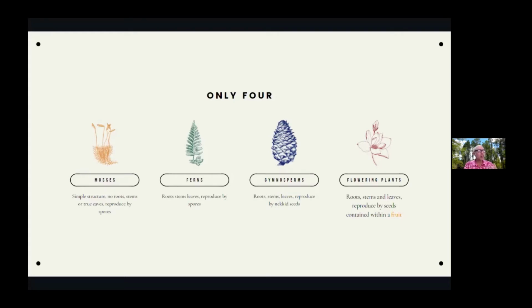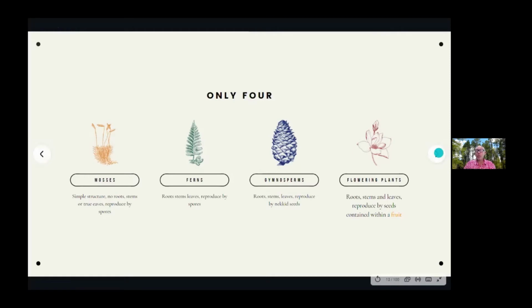So think about it. Look out your window. Is that plant that you see a moss? Is it a tiny little thing with no vascular tissue reproducing by spores? No. Is it a fern reproducing by spores and having not particularly great height? Is it a conifer? Does it produce a cone and needles like a pine tree? If it's none of those things, it is a flowering plant.